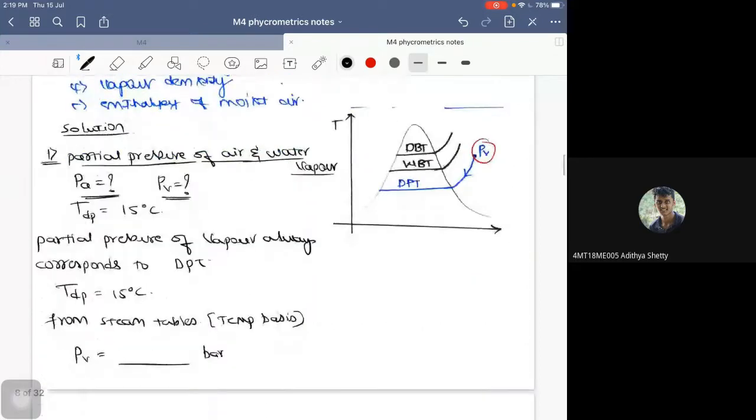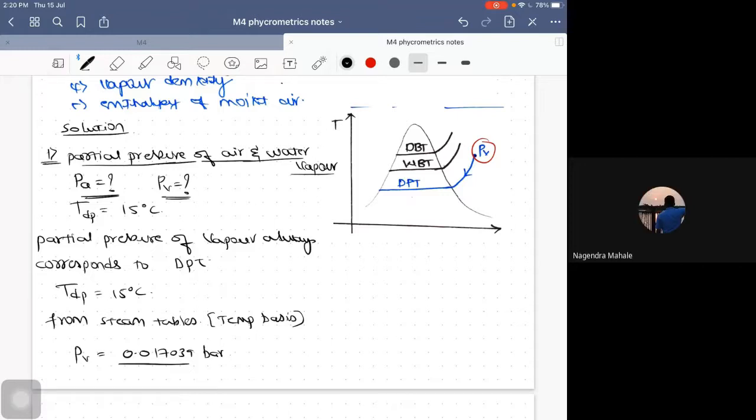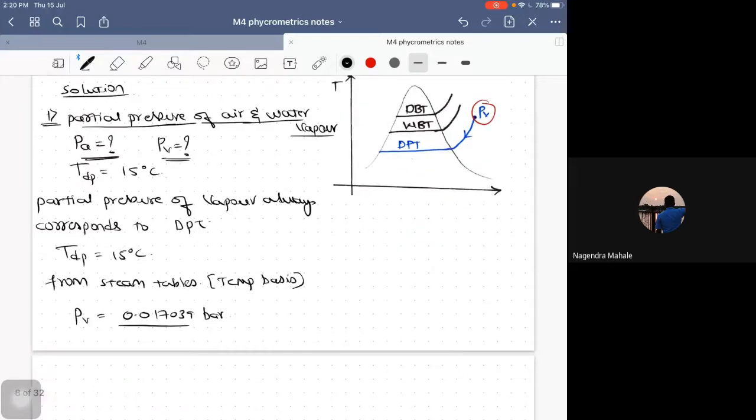I'm waiting for your value. 0.017039. Okay, 0.017039. Is everyone getting the same value? Any conflict in getting this value? Okay, Mohan also got the same value. What about others? Same, sir. Okay, so now I have the value of PV.